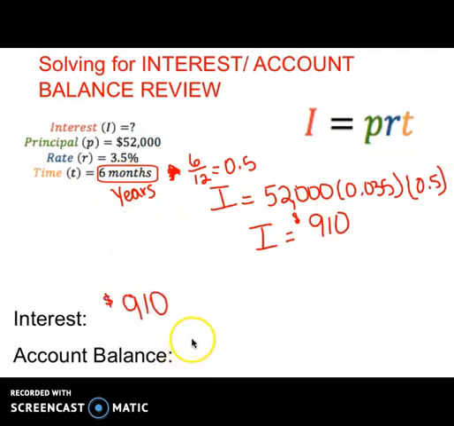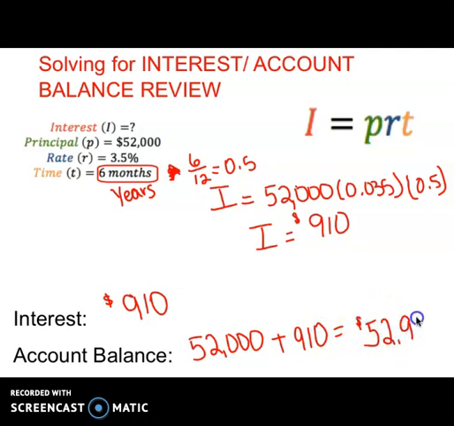And remember how we find the account balance? You don't lose what you put in, right? So you still have $52,000. And in 6 months, you made $910. So you add it together, and your balance would be $52,910. Okay, so that was a review from Friday. Interest, you just solve for the I. Account balance, you add the interest to what you put in.